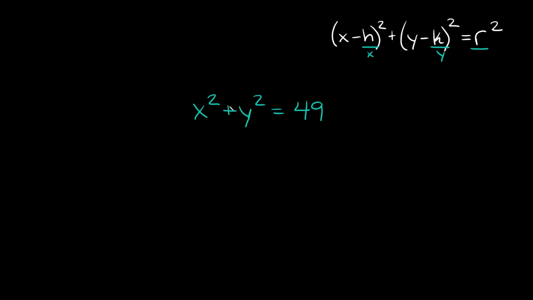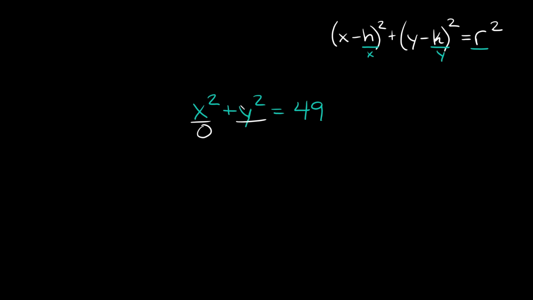So here we have x² + y² = 49. The easiest way to find the center of this specific problem is by looking at x² and y². As you might notice, we don't have x plus or minus some number, like we do up here with x plus or minus h. Here we just have x squared. So when you have just x squared, we know that the x coordinate of the center of the circle is at 0.